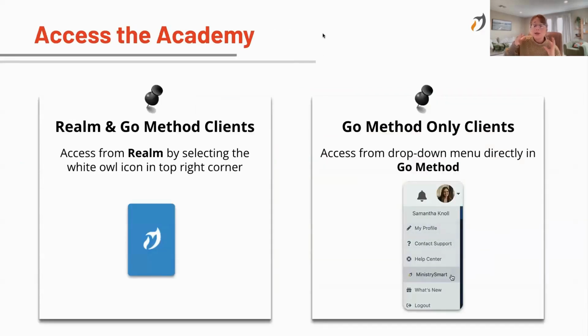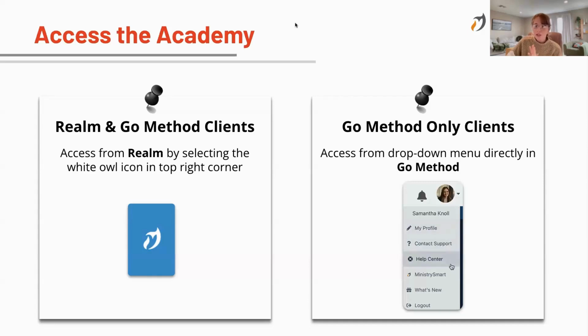Access to the academy. This sounds amazing, but how do you get there? It's pretty straightforward, but there are 2 ways depending on the product that you own. If you are a Realm client and also Go Method, you can access Ministry Smart Academy directly from Realm. In Realm, in the top right corner, you'll see this owl icon. Click there and it will take you to the academy.